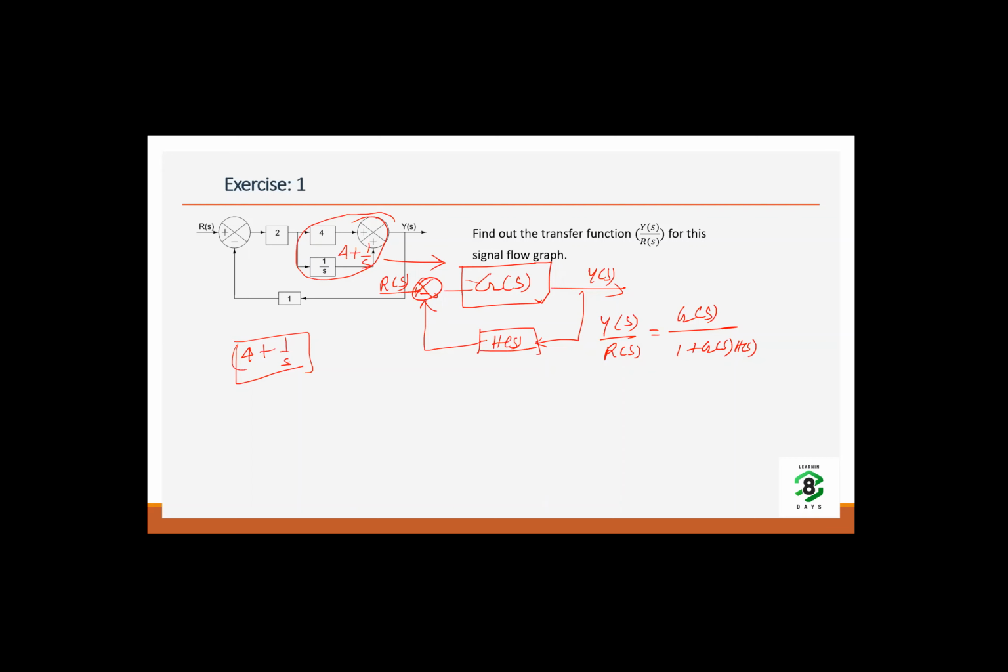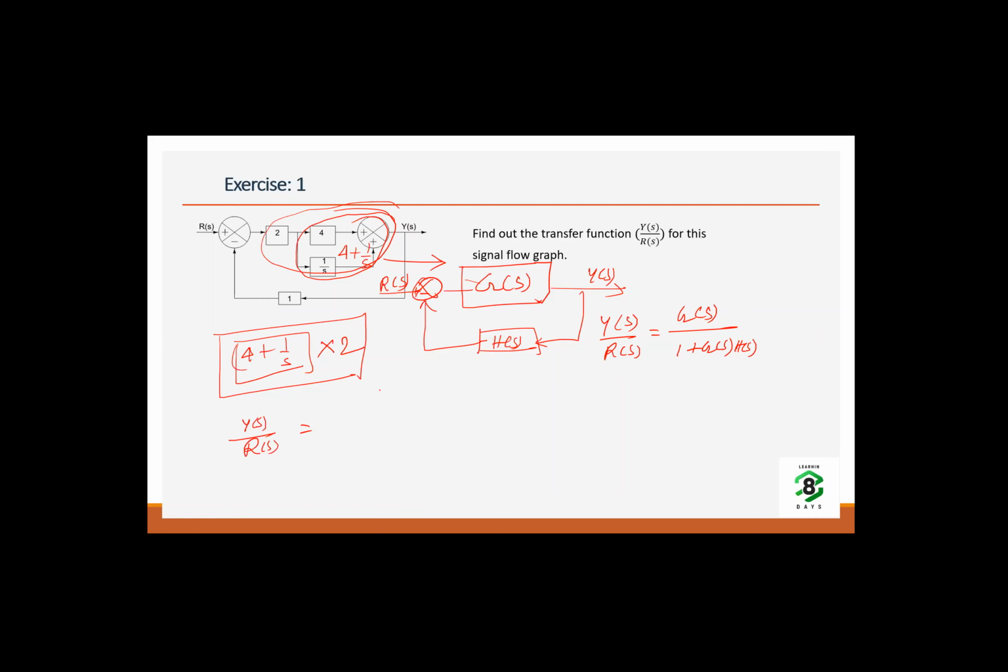Now this gets simple. I will try to simplify the forward path again. So now you have two blocks in series, so you have to multiply them. So this becomes your G(s), the entire forward path. Then you can redraw it in this form, because the feedback path is single in this diagram. So now I can try to write the transfer function like this.